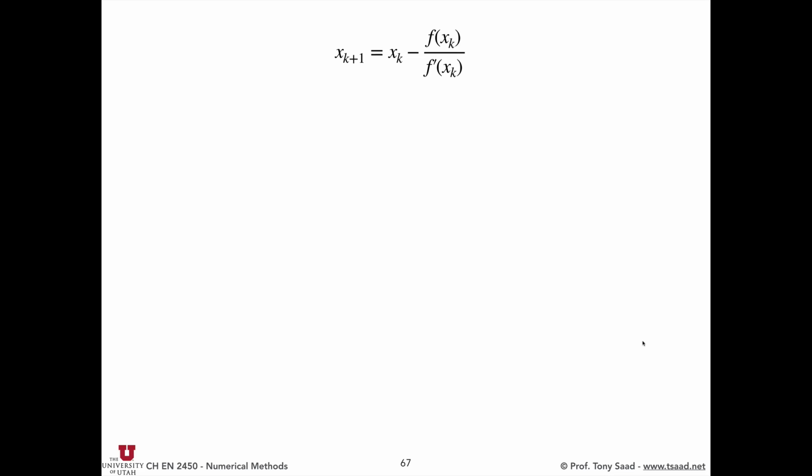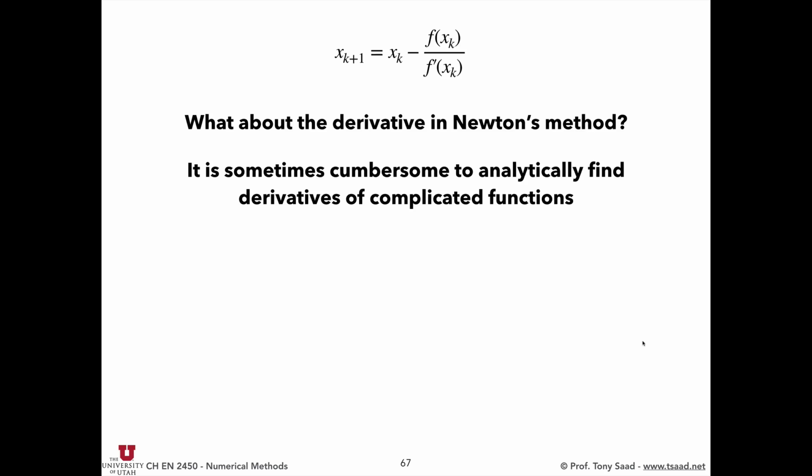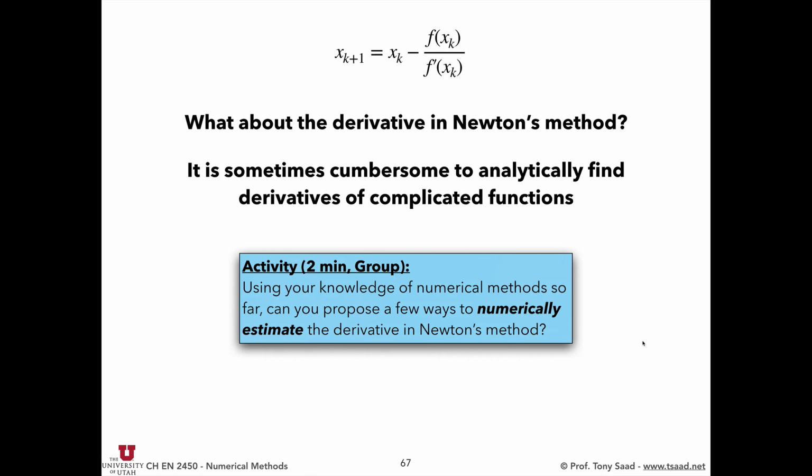Okay, so now you notice that when we ran Newton's method on the parachutist, it was kind of annoying and cumbersome to write down the derivative of the annoying residual function for the parachutist in free fall. So can we do something else to this derivative? And now I'm asking you, based on your knowledge of numerical methods so far, can you propose a few ways to numerically estimate the derivative in Newton's method?